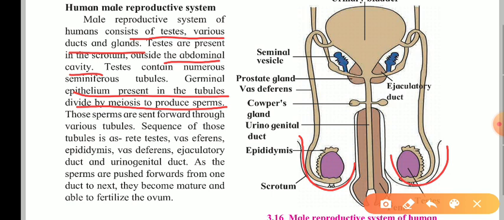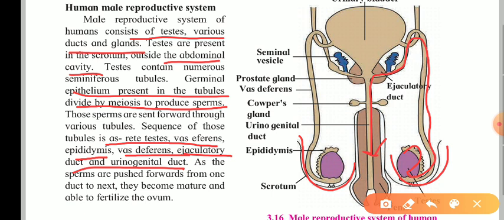Those sperms are sent forward through various tubules. There are a number of tubules present in the complete system, and the sperms pass through them. The sequence of those tubules is rete testis, then the vasa efferentia, then epididymis, then vas deferens, ejaculatory duct, and urinogenital duct. From here it starts, goes up to here, then follows the urinogenital duct, and is then thrown out of the body.